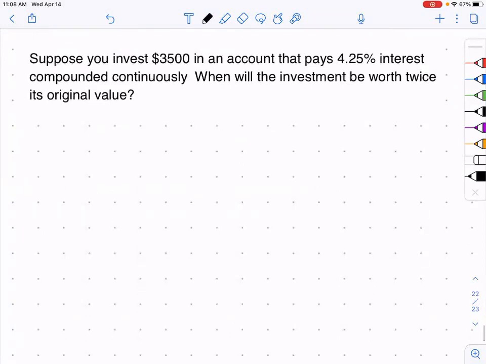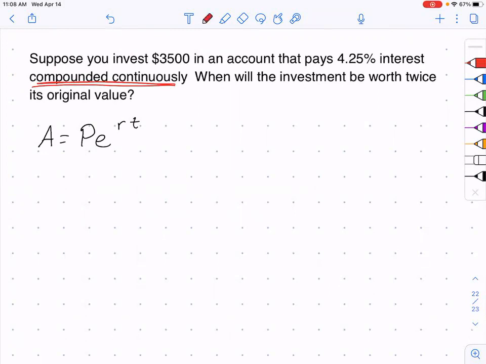Here's one more problem. What jumps out at you when you read that? Continuously using that e. So we have the formula A equals P e to the rt. This is taking us back again to the beginning of this unit, where we were learning about continuously compounded interest. The word continuous compounding is what indicates this formula.